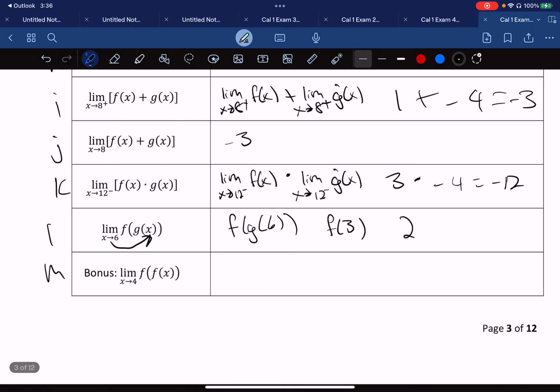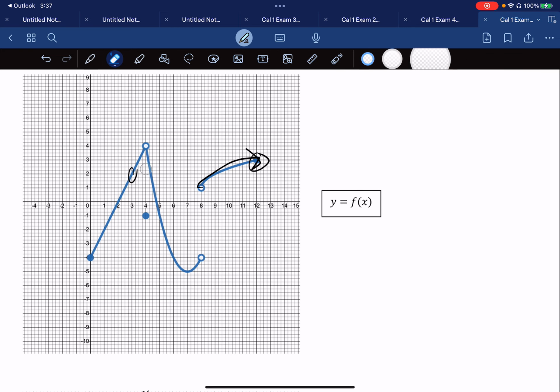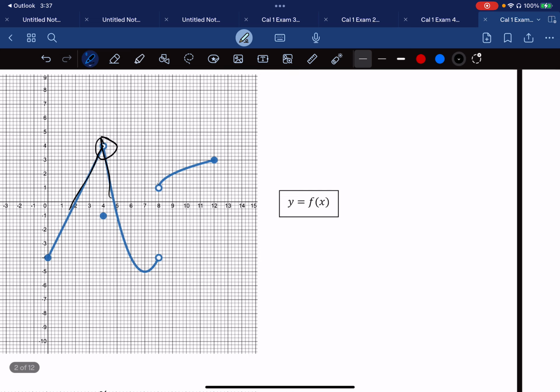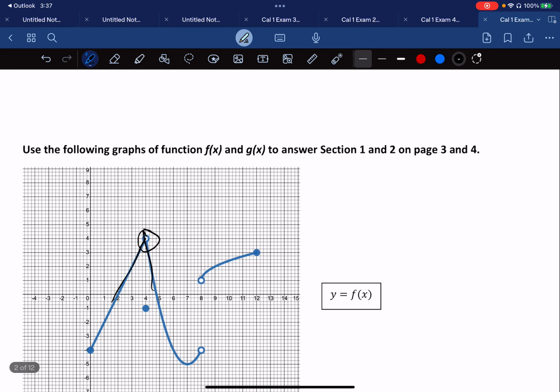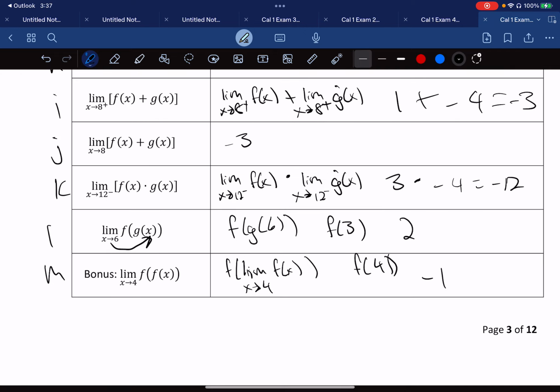And for this one, we're going to apply the limit to the inside function. So f of the limit of f of x. So as x approaches 4 for f of x, it's going to be 4. Because as x approaches 4, it equals 4. So then this basically just becomes f of 4. And since this point right here does not exist, and there's a point down here that does exist, that's going to be our y value. Our y value there is going to be -1, so our last one here is -1.